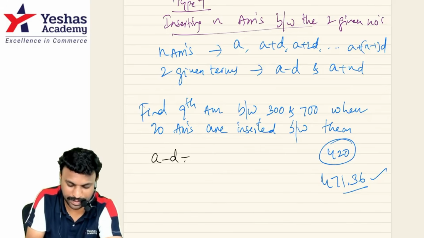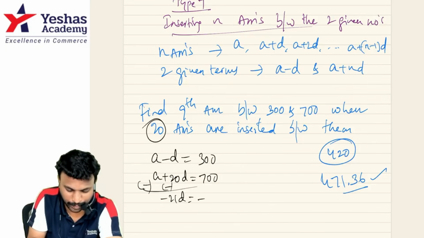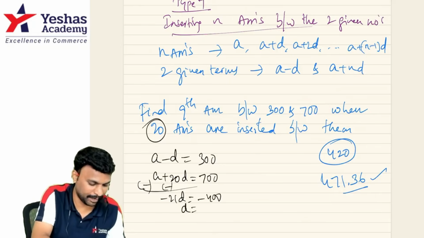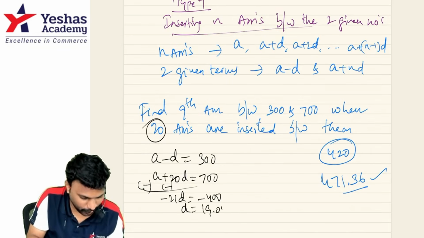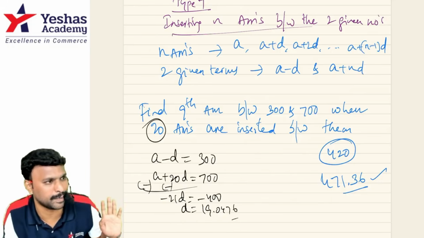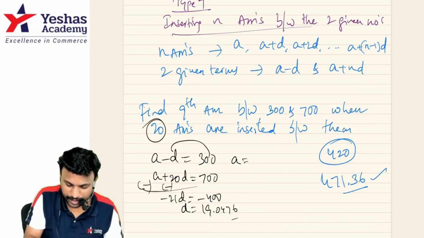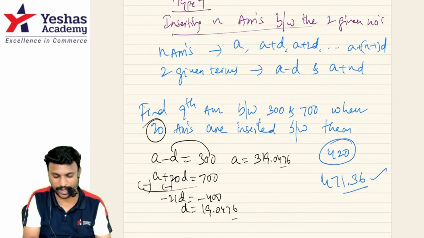A minus D is how much? 300. A plus 20D equal to how much? 700. Subtract the two equations: minus 21D equal to minus 400. Correct? D is equal to how much? 400 by 21. How much? 19.0476. Four digits after the decimal are more than sufficient. What is A? 319.0476. I got A, I got D.